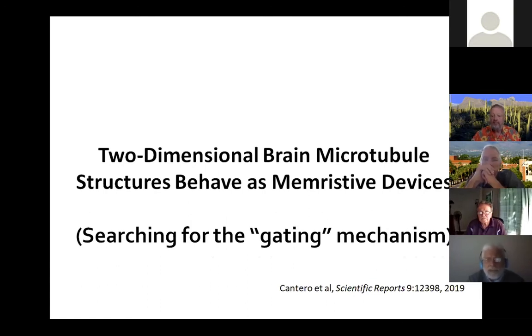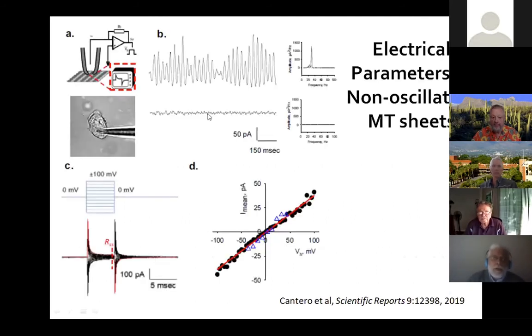We know that once it's open, the wall of the microtubule behaves like a sieve of channels. And what we work with in this case is non-oscillating 2D sheets of microtubules. So not with this one, but with this one. And basically, what we impose are square pulses, positive and negative.